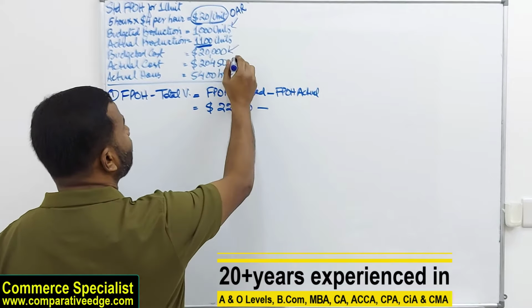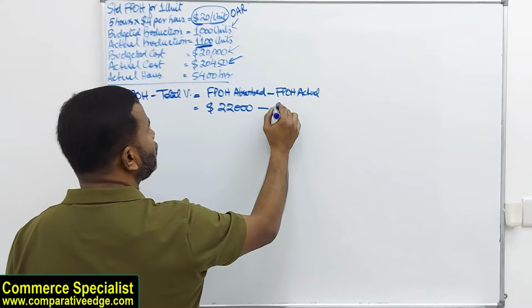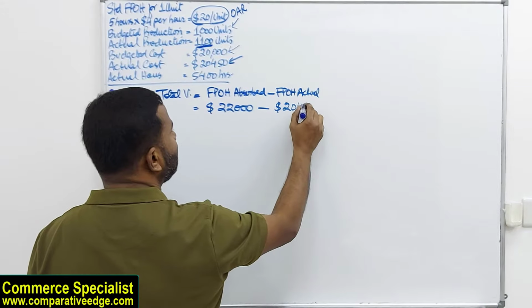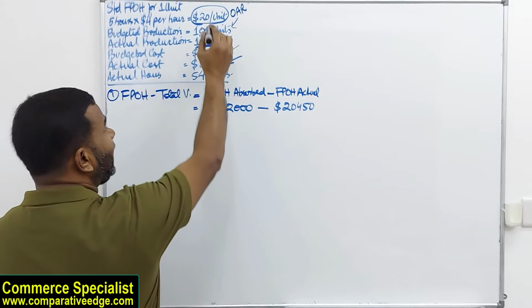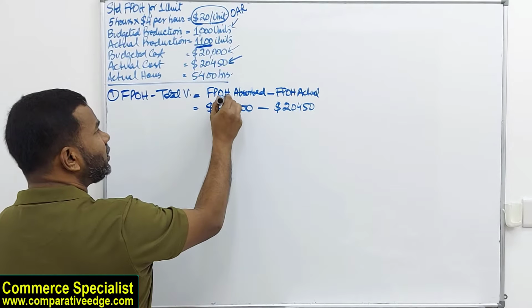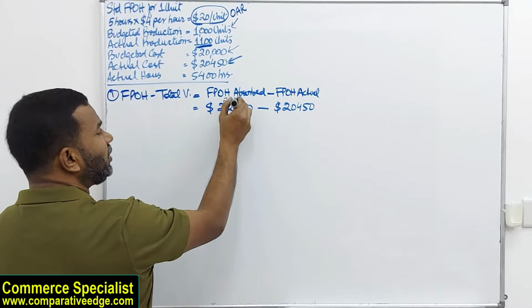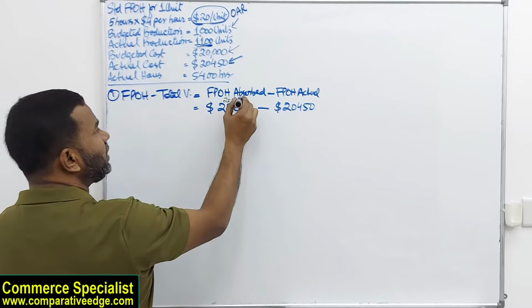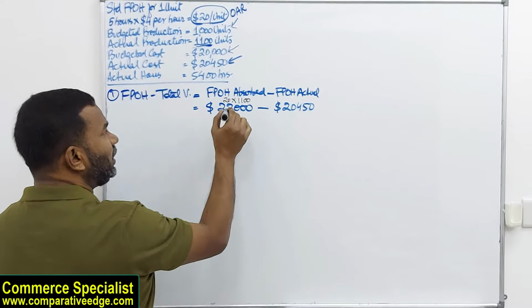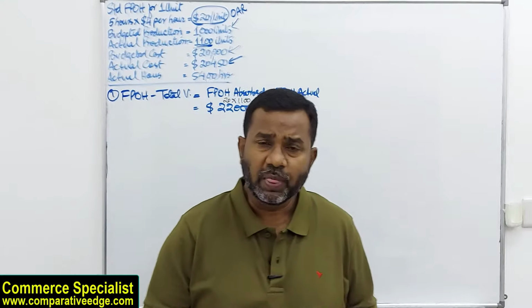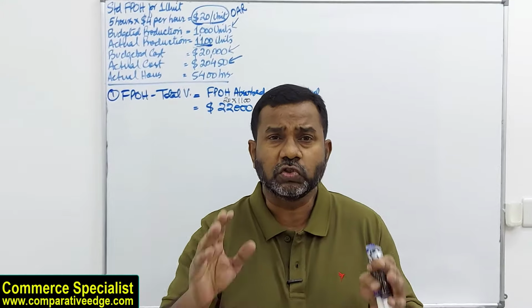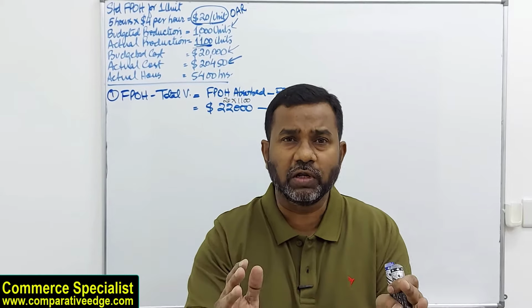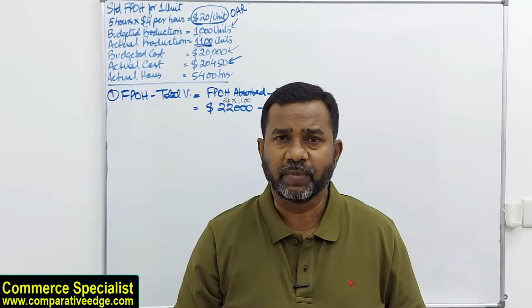And your actual fixed production overhead was 20,450. Now, I want you to pay attention. How we got absorbed is the overhead absorption rate, which is $20, multiplied by the actual production, which is 1,100. That's how we get absorbed. Now, what is the meaning of absorbed? Absorbed means recovered. The company's plan was to charge for every unit sold $20 for the rent.